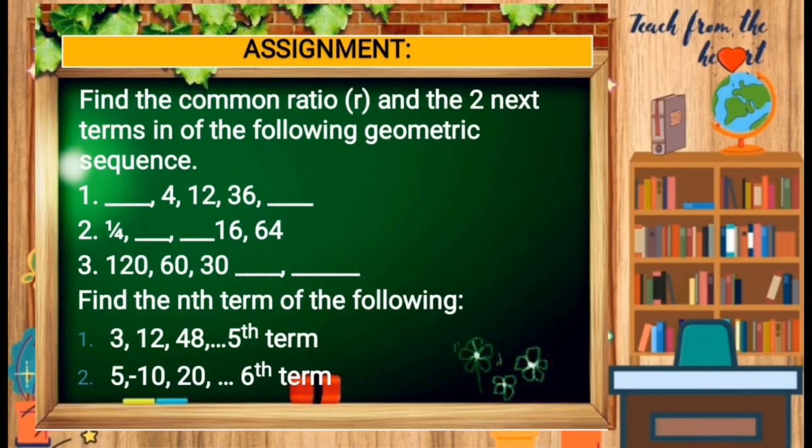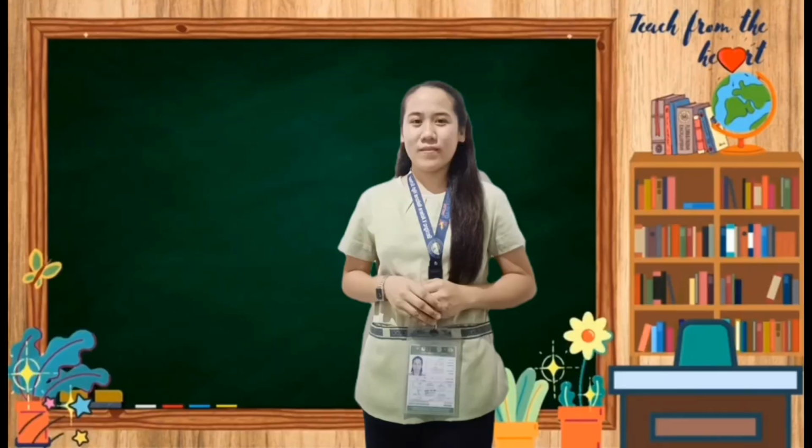And for your assignment, try to answer the following questions. So find the common ratio and the next two terms of the following geometric sequence. And find also the nth term of the following geometric sequence. You can write your answer on your notebook and we will check it on our next lesson.